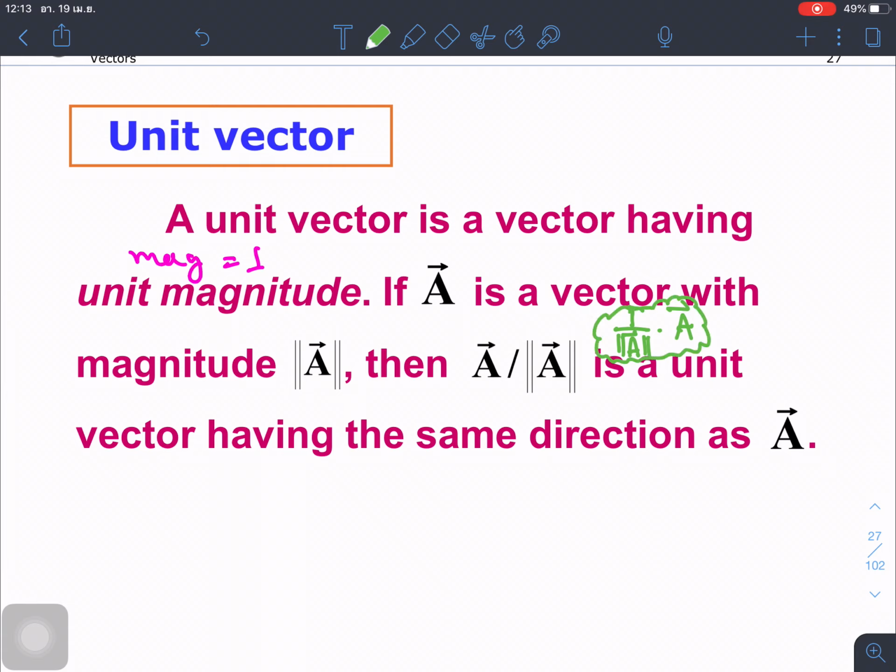So it's pretty much like vector A. If A is already a unit vector, then you don't have to do anything. But if A has magnitude beyond 1 or less than 1, then you do the standardization to make it a unit vector, having magnitude 1. Okay, in other words, you normalize it.